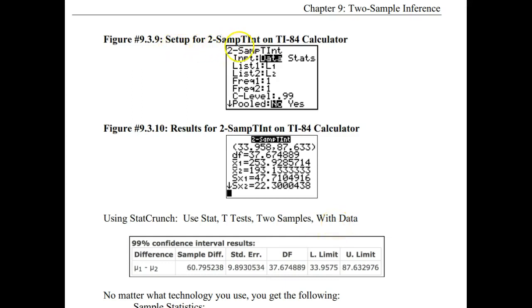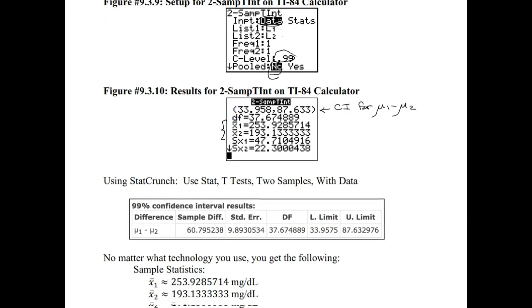So for the setup of the 2-sample t interval on the calculator, we have data, so we would highlight data and tell it the 2 lists we put that data in. Our confidence level this time is 99%, so we want to enter 0.99 here. The default for pooled is no, and we're not going to change that for this intro course. On the output screen, we have a confidence interval for mu1 minus mu2, and then we have our sample results here as well.